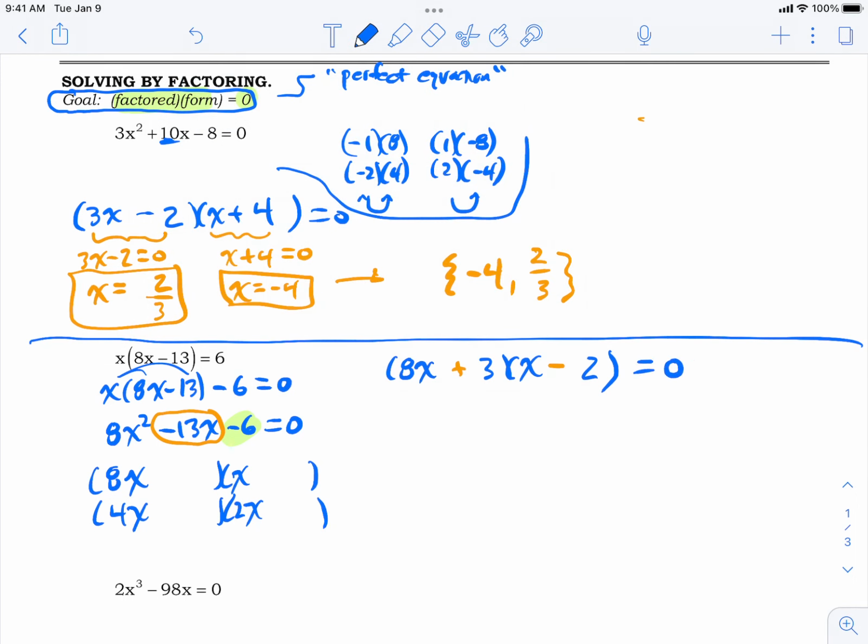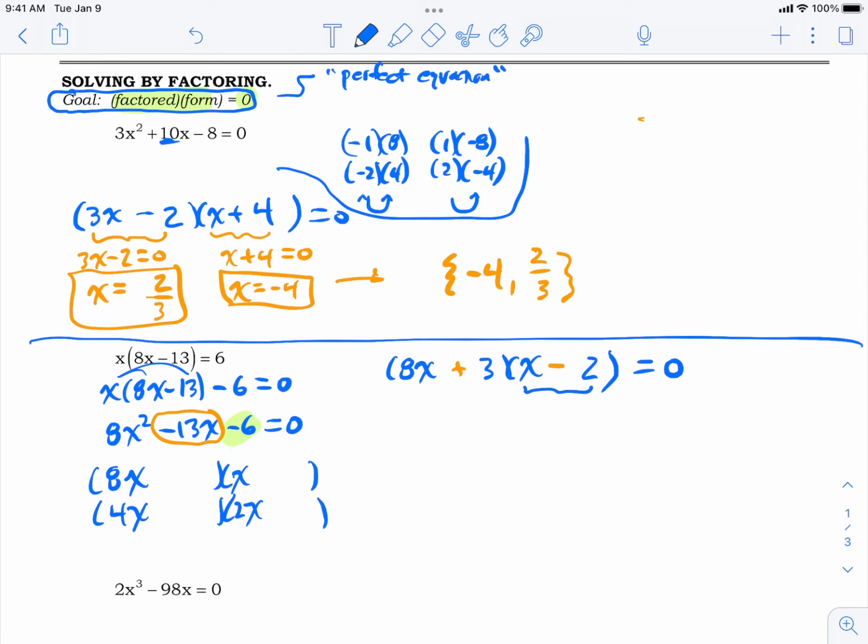Don't forget, this equals 0, right? This all started as an equation. Blah, blah, blah, blah equals 0. So that stuff equals 0. Cool. So now that I've got this perfect equation, and it's factored on the left, it equals 0 on the right, now I can look at these two sides.